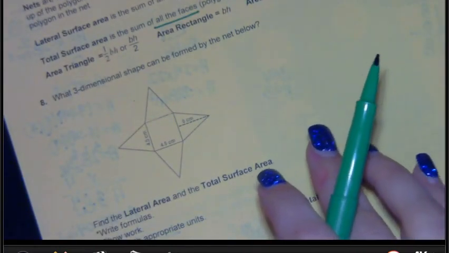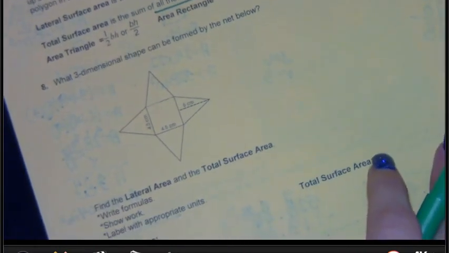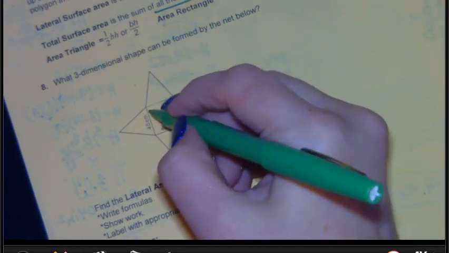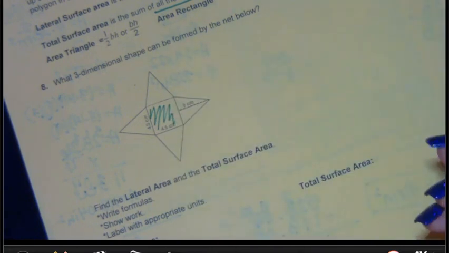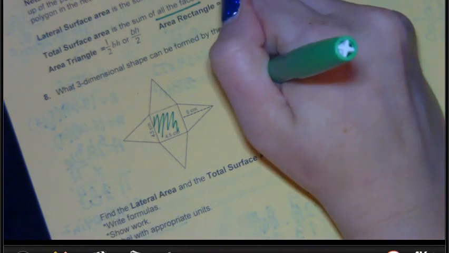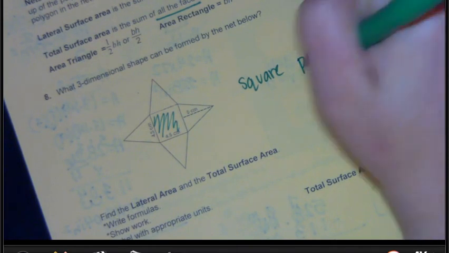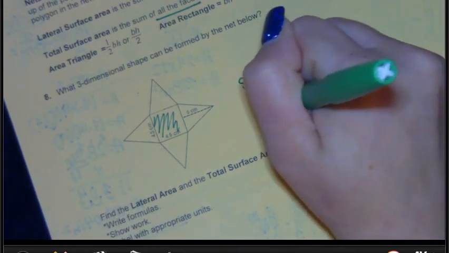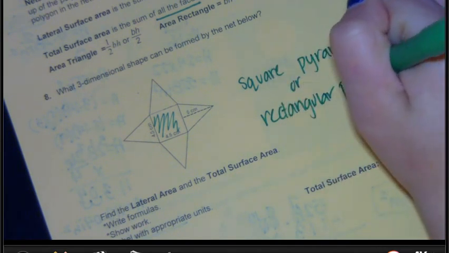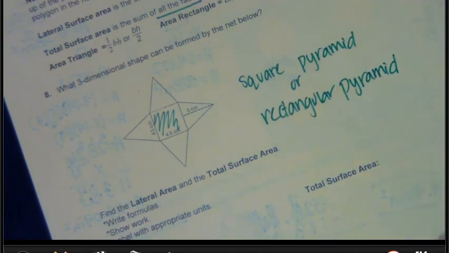Number 8, what 3-dimensional shape can be formed by the net below? So if I take all 4 of these sides and I pull them up, well, I see one shape is the bottom of my base, which tells me this will be a pyramid, and it's in the form of a square. So this could be known as a square pyramid, or I like to sometimes call it a rectangular pyramid, because you know a square can be a rectangle, but a rectangle cannot be a square. But both of those would be perfectly fine.